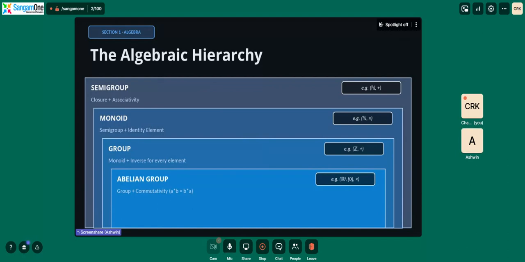A group adds, to the monoid, the inverse of every element. Example: the integers Z under addition. An abelian group adds commutativity, a star b equals b star a, to the group.